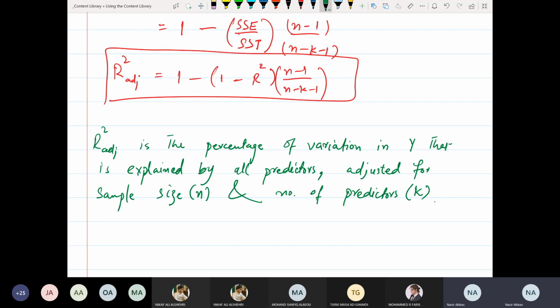So before the comma is basically R square, and if you add the statement after the comma, it becomes R square adjusted. That was the first thing. That was the first remaining part of chapter 12.